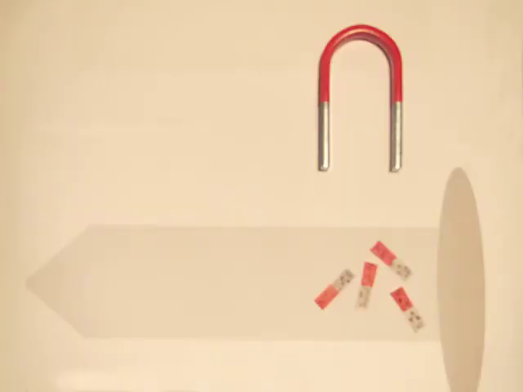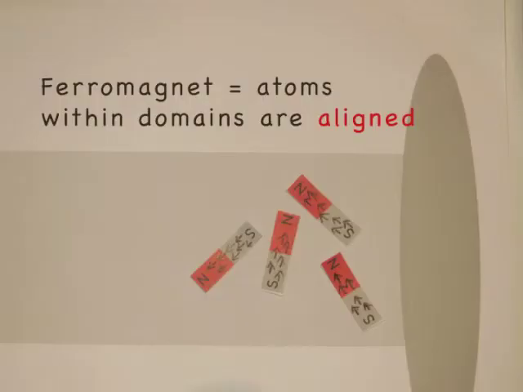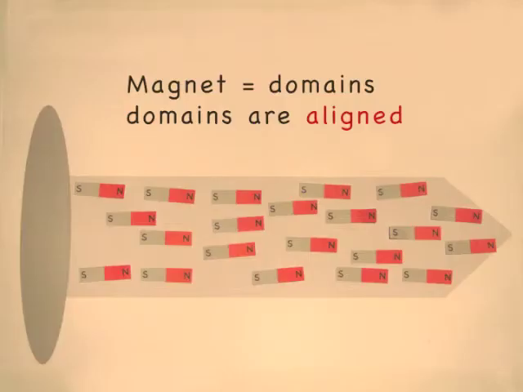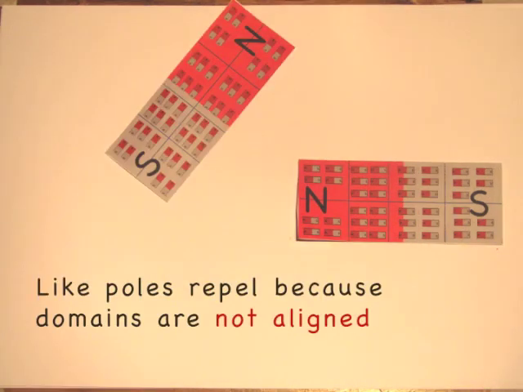So, in conclusion, a metal is attracted to a magnet, and so is a ferromagnet, because the atoms within each domain are aligned. A material becomes a magnet when all the domains in the ferromagnet are aligned. Opposite poles attract because all the domains are aligned. Like poles repel because, you guessed it, the domains are not aligned.